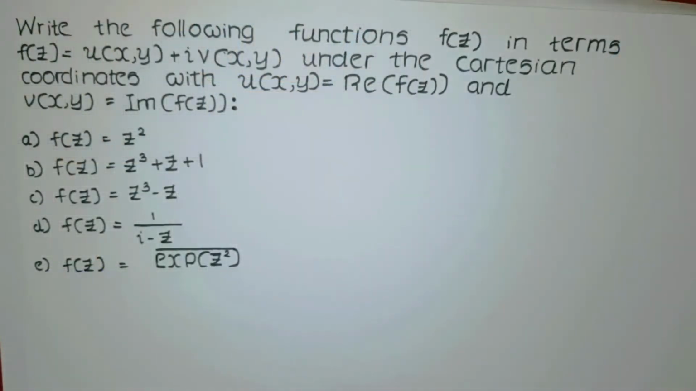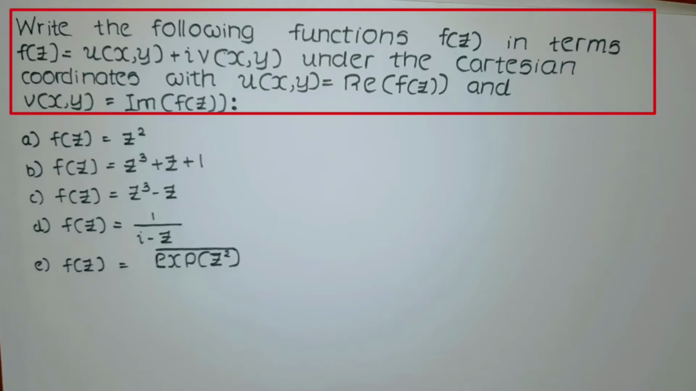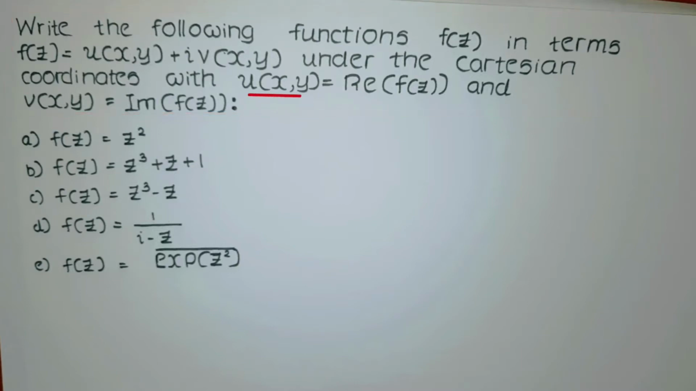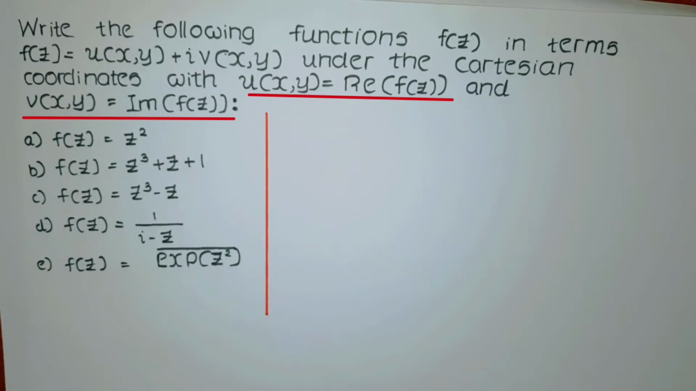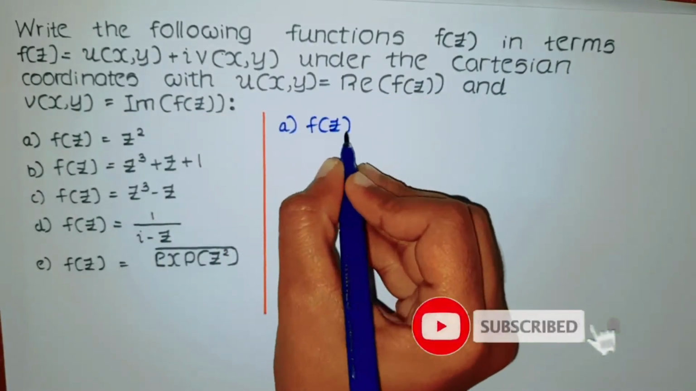Today I'm going to do a simple question on complex variable. You can see the problem on the screen. We have to write the function f(z) in the form of u plus iv. u and v are functions of x and y, and u is the real part of f(z) and v is the imaginary part of f(z). Let's move on to the first one.